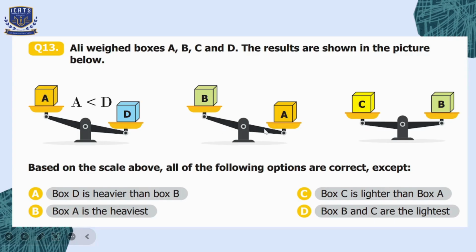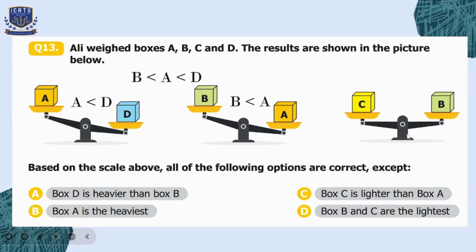Now let's move towards our second scale. Here we can clearly see that box A is heavier than box B. So if I read it the other way, box B is lighter than box A. If I make my third statement on the basis of these first two, I will write: box B is lighter than box A and box A is lighter than box D. Read the other way, box D is heavier than box A and box A is heavier than box B.